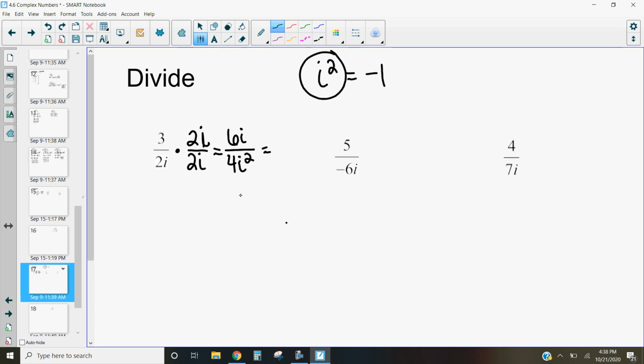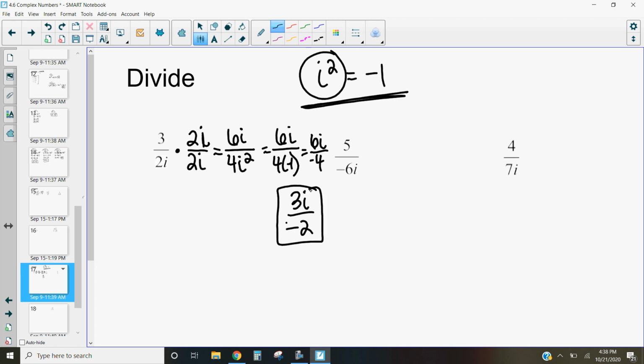So remember, i squared is the same as -1. This is our key here. So we end up getting 6i over 4 times -1, or 6i over -4. And we can simplify that, of course, to 3i over -2, or you can leave your answer as it was up above. But that's how we're going to divide. We're going to multiply by a special form of 1 that looks exactly like the denominator.